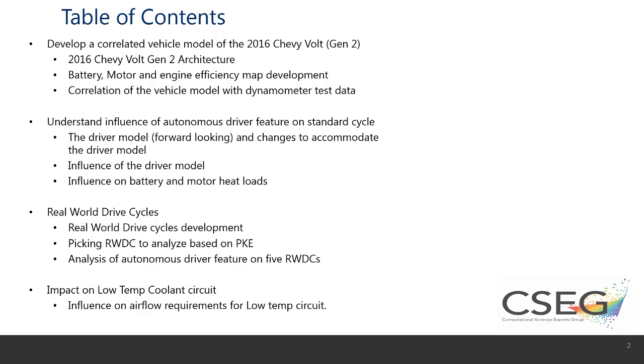Secondly, we want to know what the autonomous driver means for a vehicle. How do we define an autonomous driver when it comes to impacts on the vehicle and when it comes to modeling, and what would this impact of this autonomous driver be on the vehicle? And then thirdly, we want to look at the effect of the autonomous driver across a bunch of real-world drive cycles. For that, CSEG developed a few different real-world driving cycles in and around Ann Arbor, and we'll discuss that in more detail.